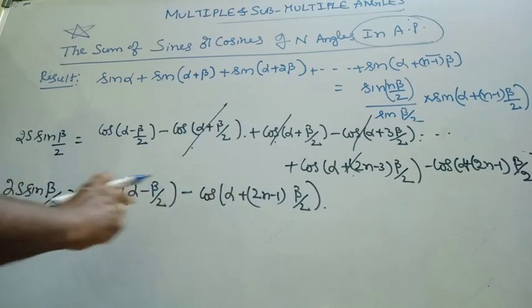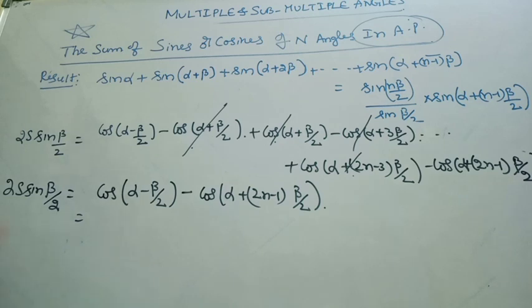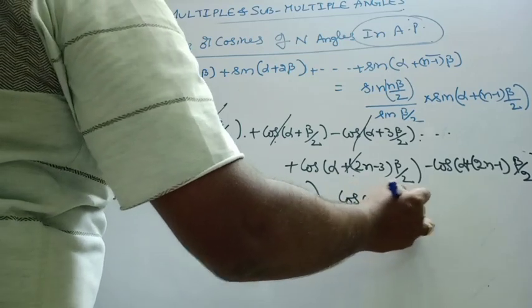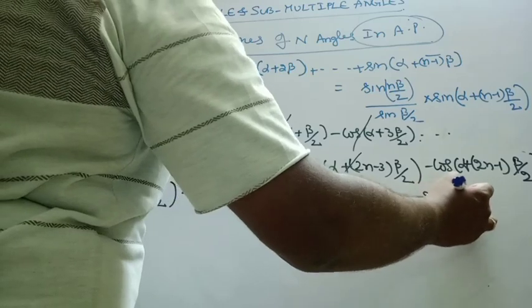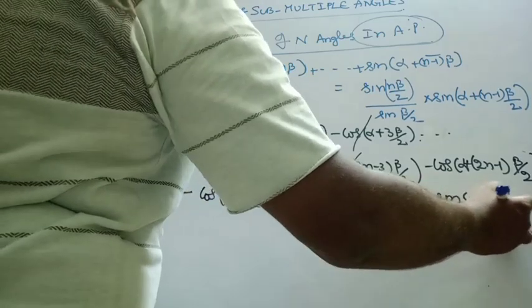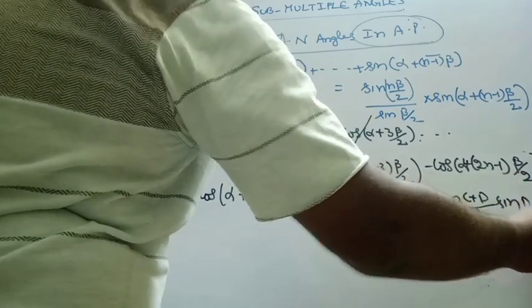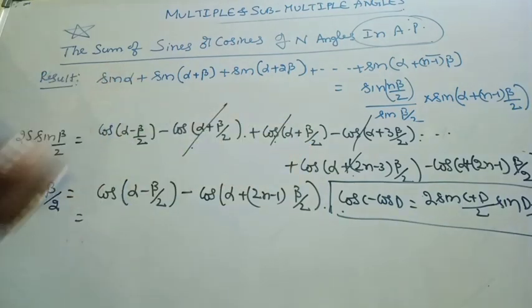If you simplify this part, what you are going to get? This is something like cos C minus cos D. That formula is, cos C minus cos D is equal to minus 2 sin C plus D by 2 into sin D minus C by 2. This is the formula that we are going to get in transformations.